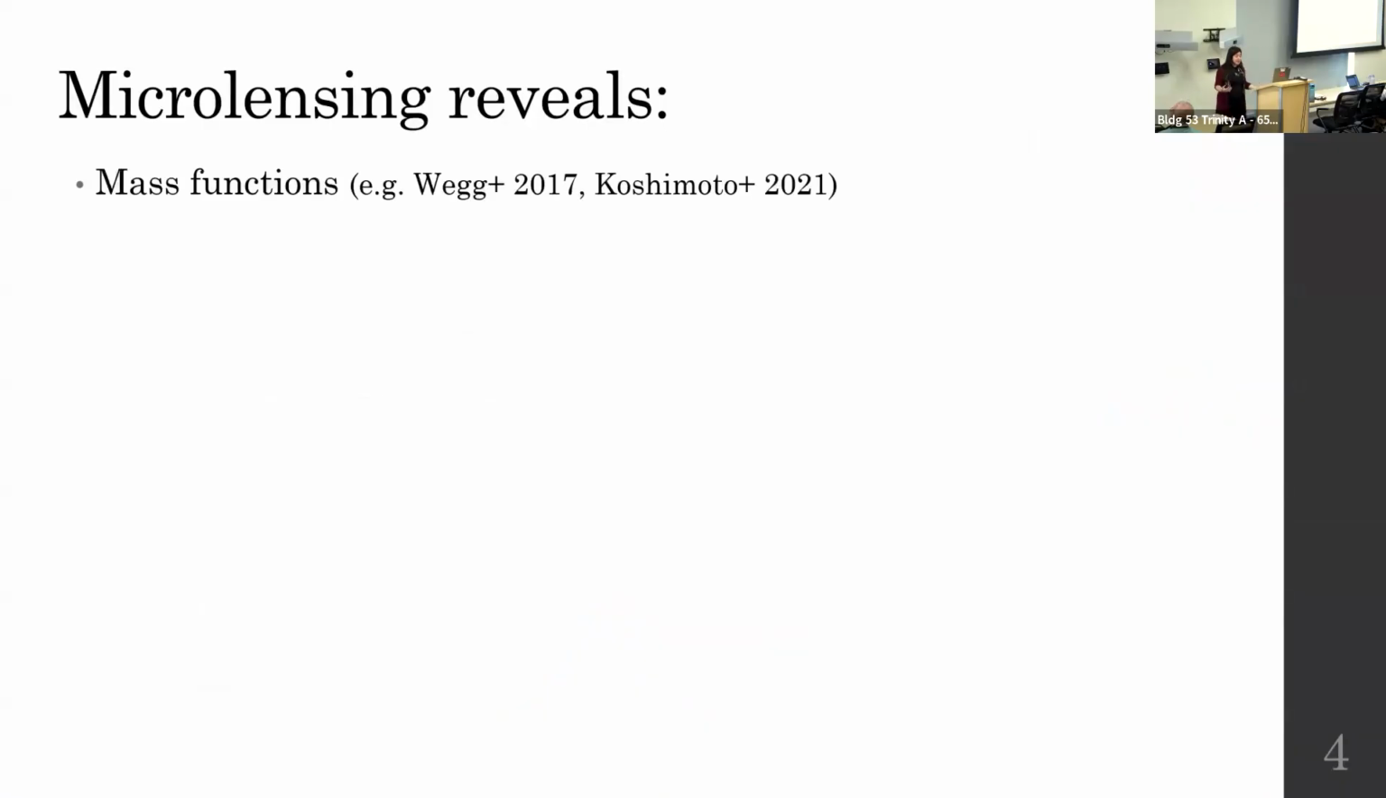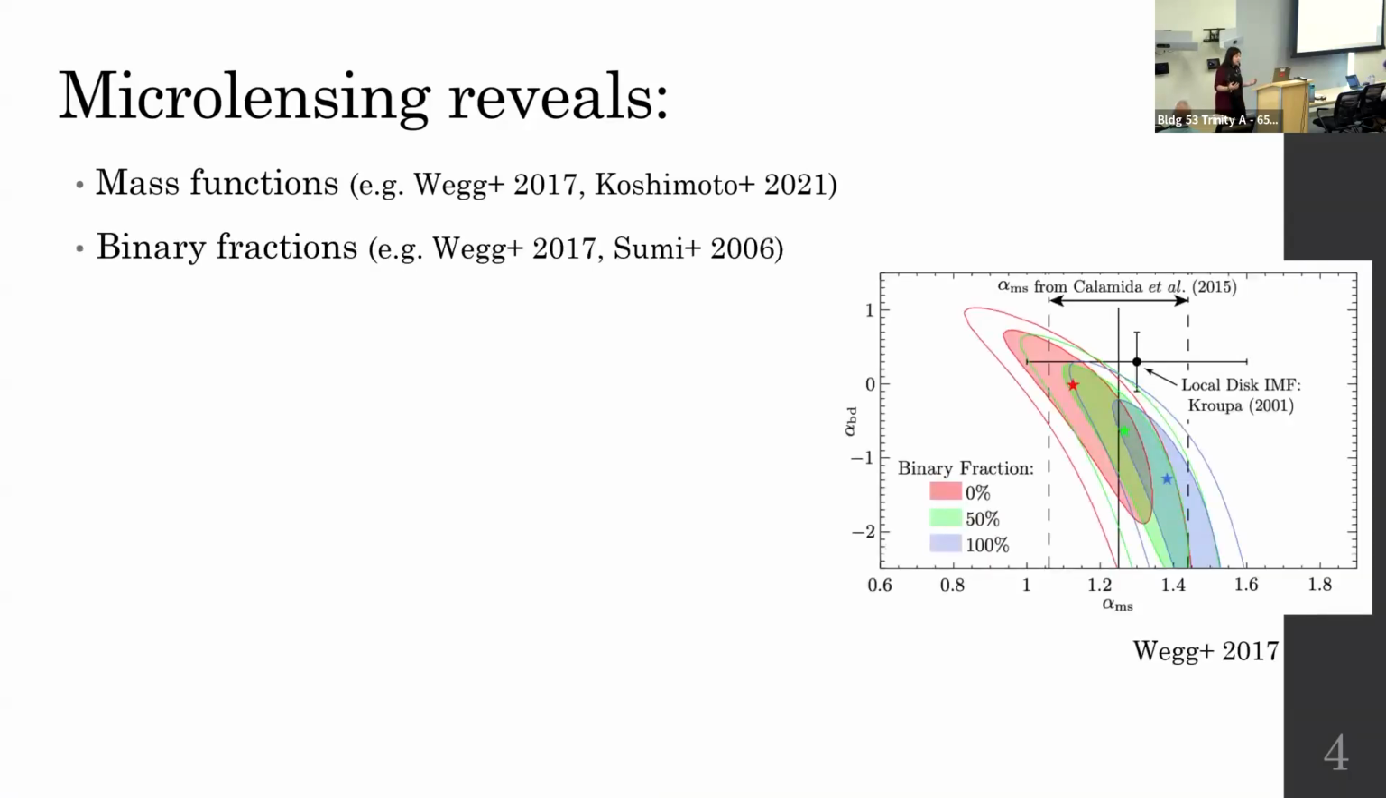But beyond black holes, microlensing actually has very broad applications throughout the galaxy. You can look for things like mass functions of stars and black holes. You can measure them by means other than a lot of the traditional methods. You can look for binaries. Here they jointly fit the initial mass function slopes along with the binary fraction. We're not able to constrain it, but in principle you could.